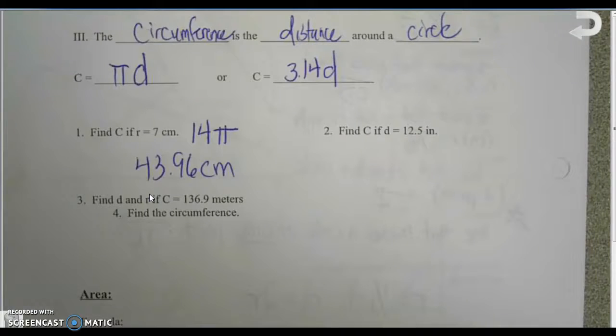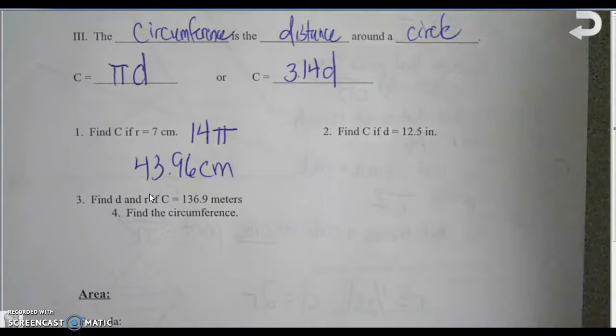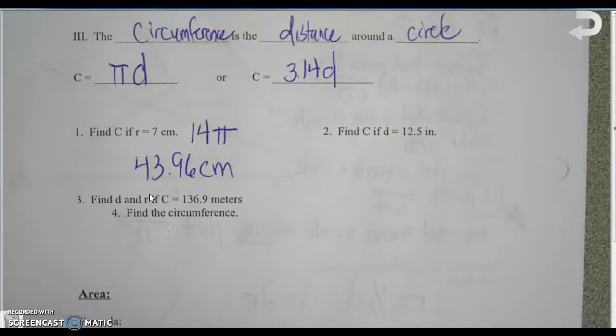You also may have to work backwards. In number 3, you'd have to work backwards. What I want you to do right now is pause the video, and I want you to try problems number 2 and number 3 to find either the circumference or the diameter and the radius.